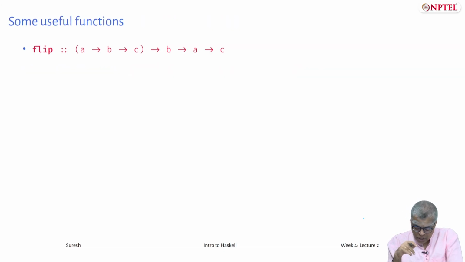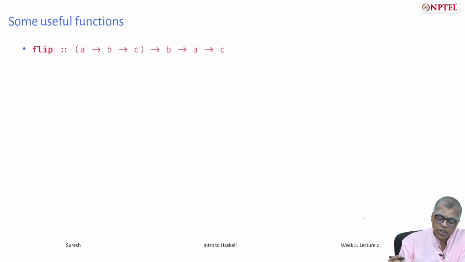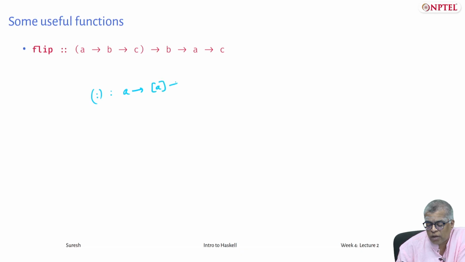Finally, here are some useful functions. Flip is a very useful function to have. So, recall the colon function. It takes an A and a list A and returns a list A; that is its type. So, if I give X and L to the colon operator, I will get X colon L.